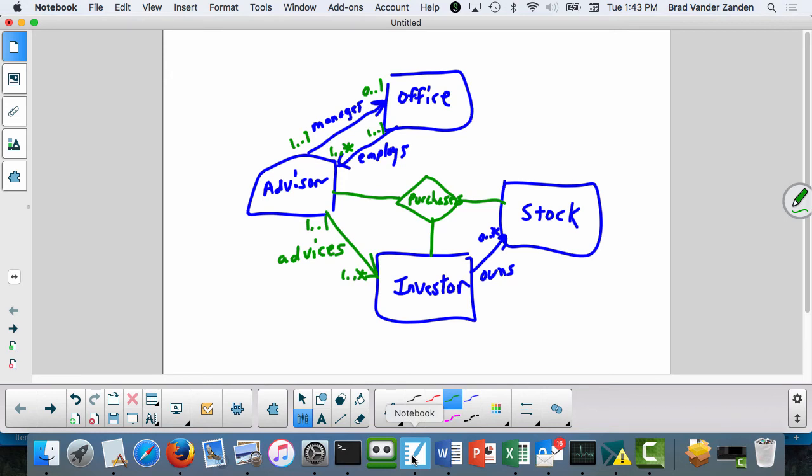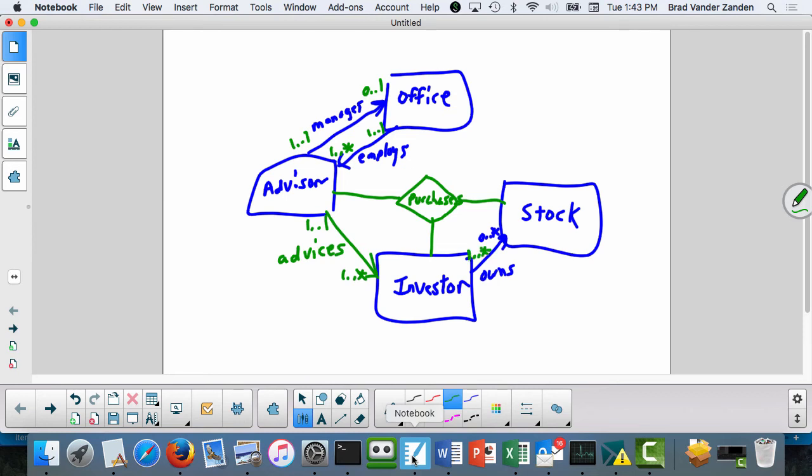It didn't explicitly say anything about how many investors may own a stock, but in general, how many investors do we think may own a stock? Is there any limit to how many of our clients could own a stock? There's none, right? Many could own it. So probably one to many.